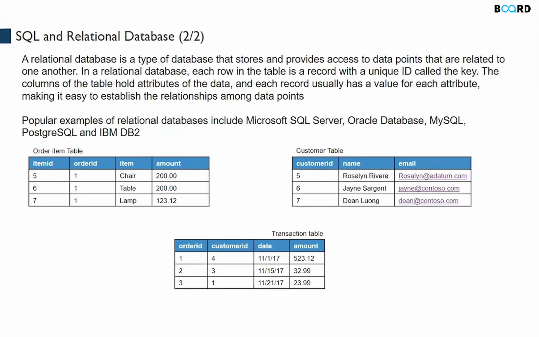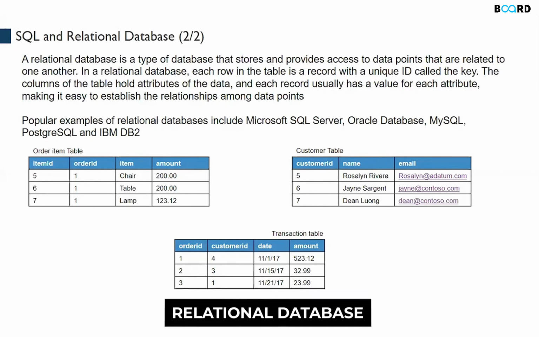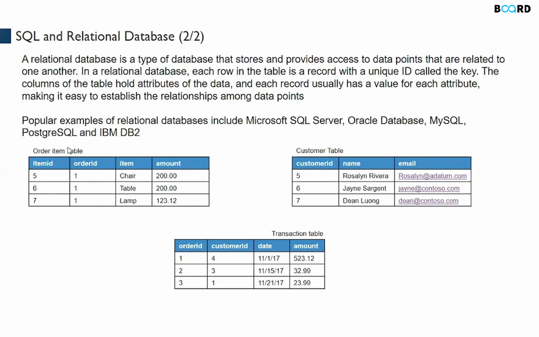Okay. Now, briefly, we spoke about a relational database, right? Look at this table. There are three tables that you see: an order item table, a customer table, and a transaction table. What is common between the order item table and the transaction table? Order ID. And what is common between the customer table and the transaction table? Customer ID, right? These three tables form one database, but there is a relationship between the order item table and the transaction table, and there is a relationship between the customer table and the transaction table.